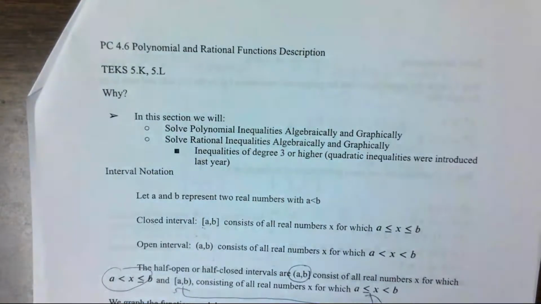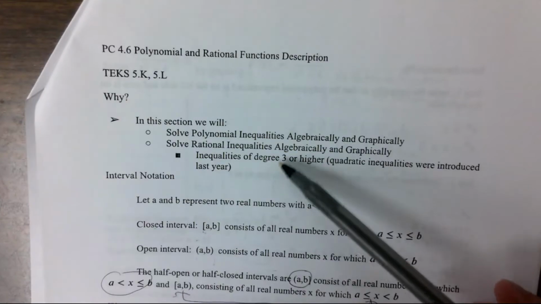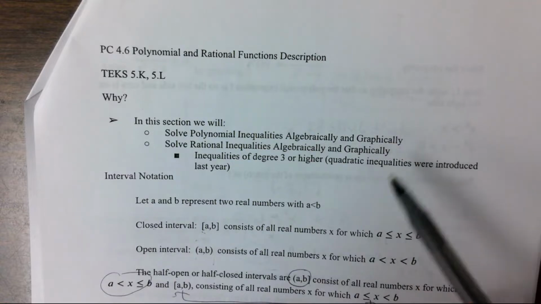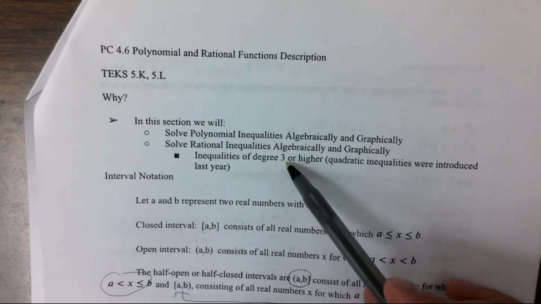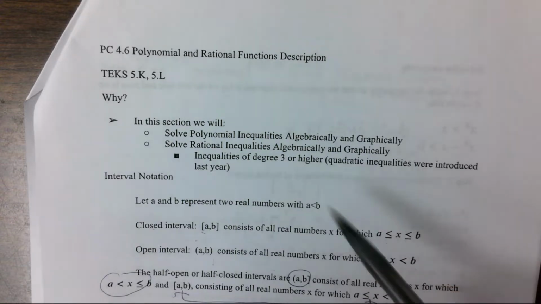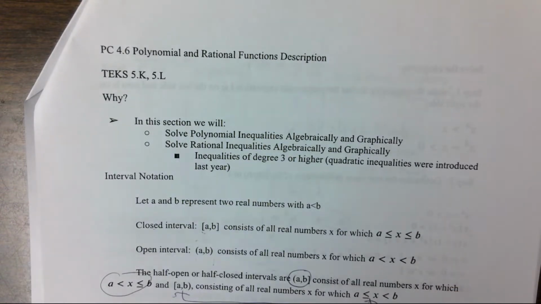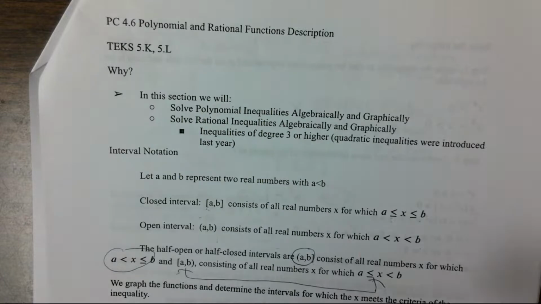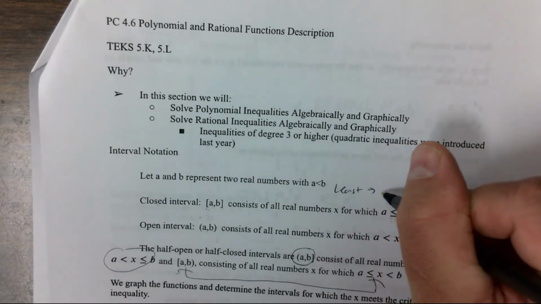Okay, so again, in this section, we're going to solve polynomial and rational inequalities, both algebraically and graphically. Inequalities of degree 3 or higher. Quadratic ones were last year in Algebra 2. And again, the closed interval means it's brackets, and that's when you have your less than or equal to's. The open interval is with parentheses. You do have to order it from least to greatest, so just keep that in mind.